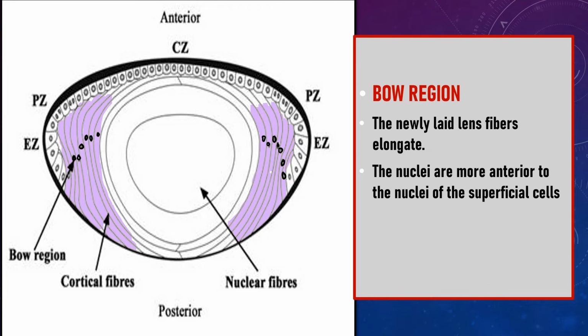We know that the newly laid lens fibers are laid from the germinative zone or the equatorial zone. And these lens fibers, after they are laid, are going to start getting elongated. As they elongate, their nuclei will become more anterior compared to the cells present in the equatorial zone. You can see the superficial cells have their nucleus here and the deeper cells actually have their nucleus present like this, right? So the deeper cells will have their nuclei situated more anteriorly compared to the superficial cells. As this happens, they take a configuration of a bow and therefore this is called a bow region.